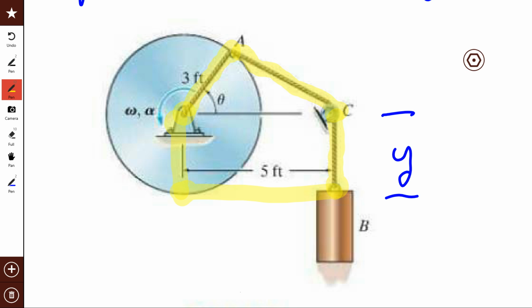Okay, so let's think about what's going to happen. All right, do you know the length of rope between the center and A, right? What is it? 3. Okay, that's easy, man. I can plug that straight in. What about from A to C?